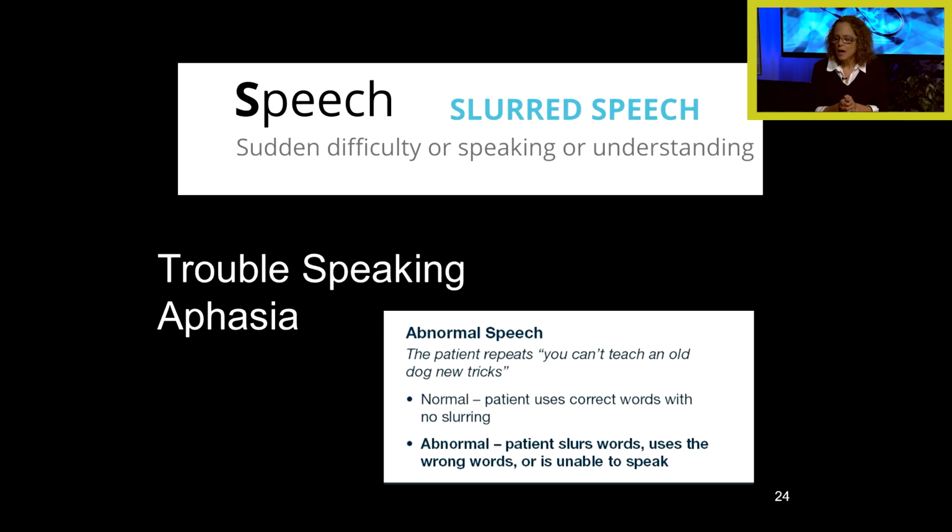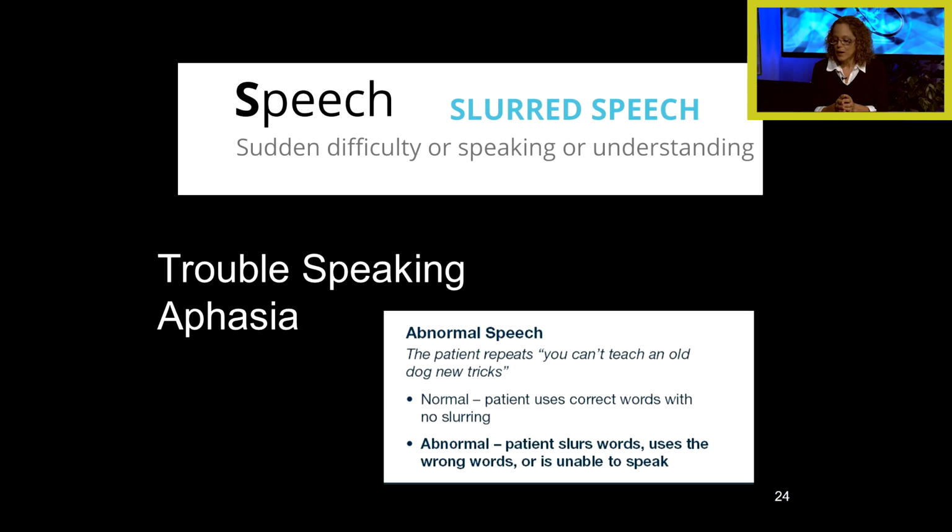Slurred speech, or a sudden difficulty speaking or understanding others. So if the individual all of a sudden has trouble speaking, or just says that they're confused, they don't understand what you're saying to them, we want to be on alert. Trouble speaking is called aphasia, and there are different types of aphasia that we're going to talk about. One of the things we can do is ask the patient to repeat something back to us.